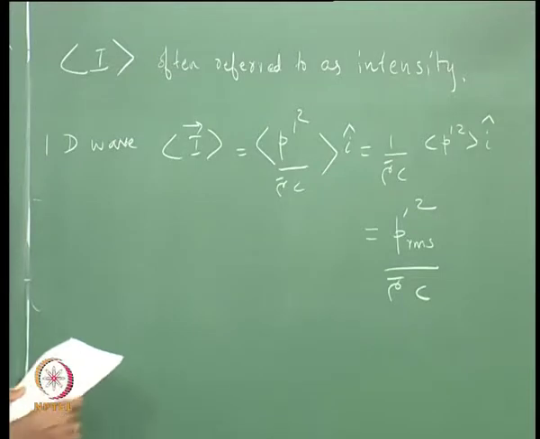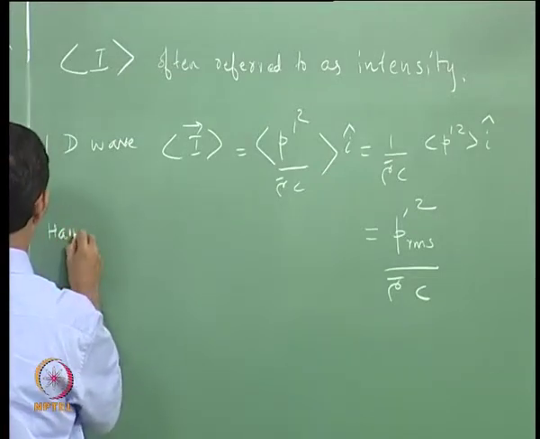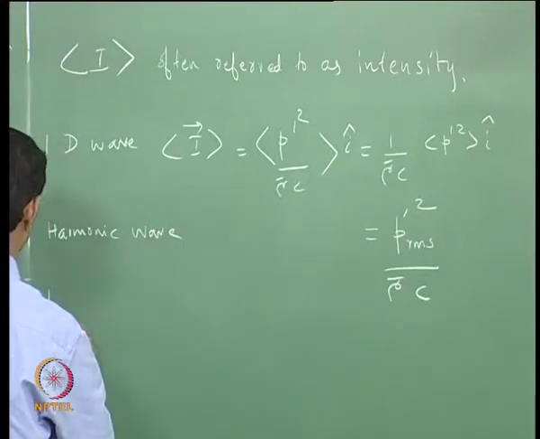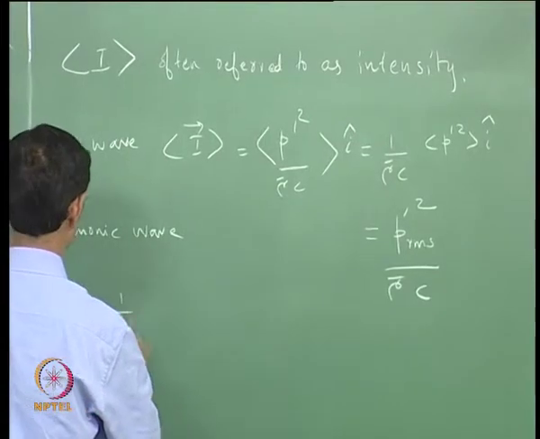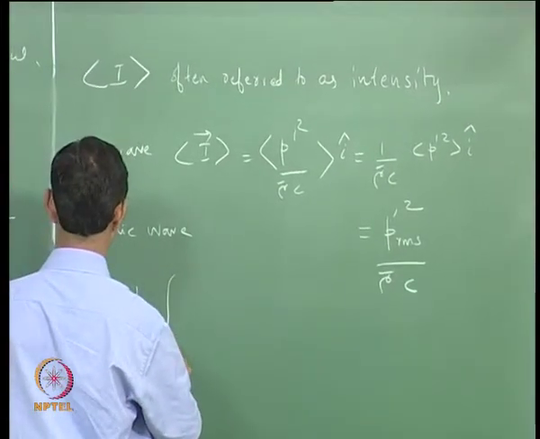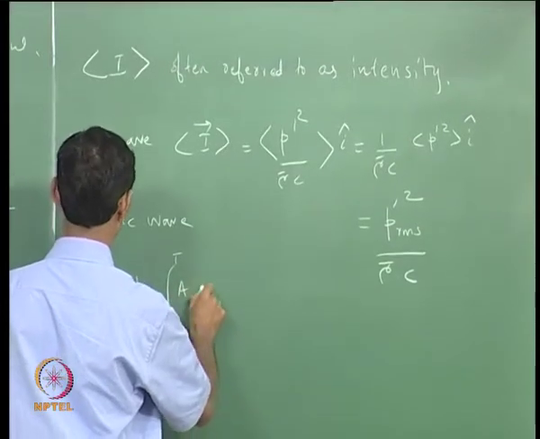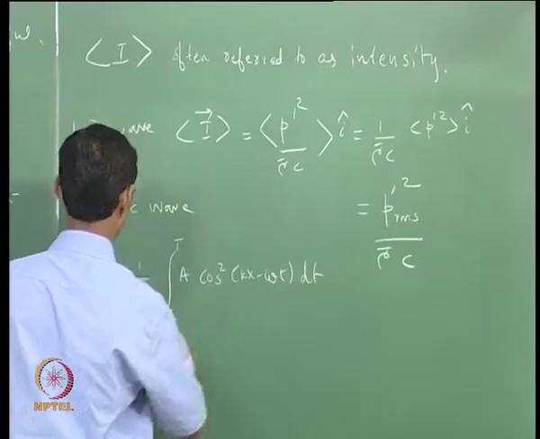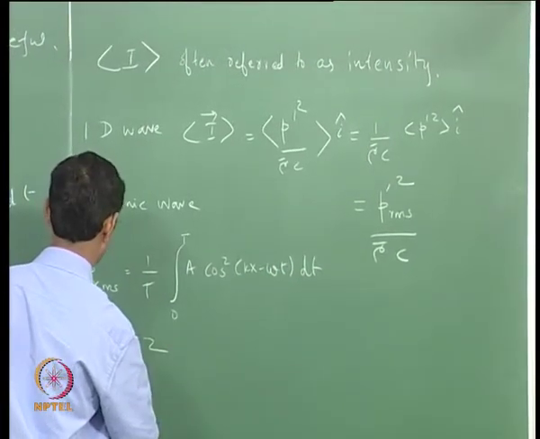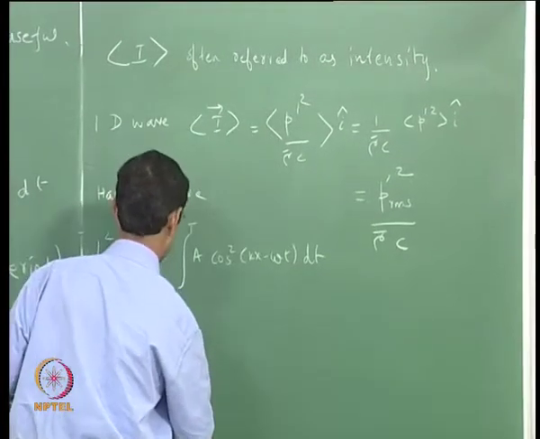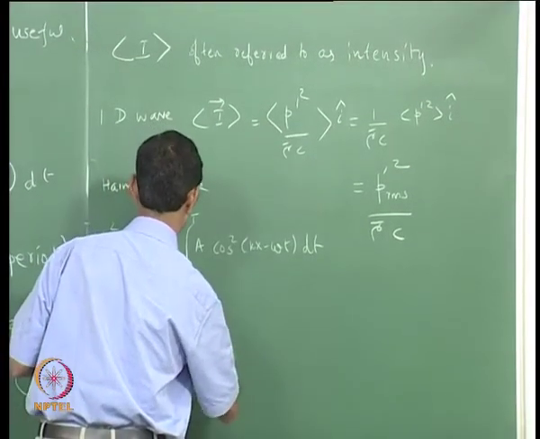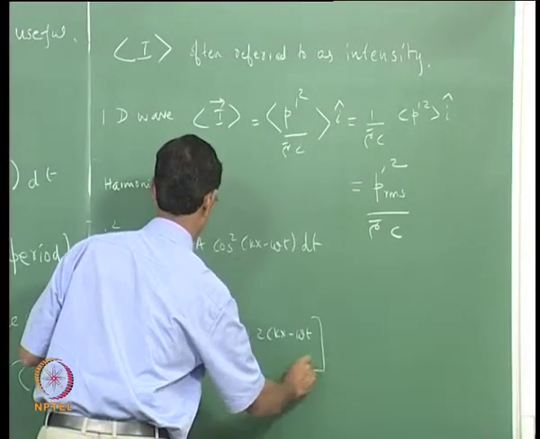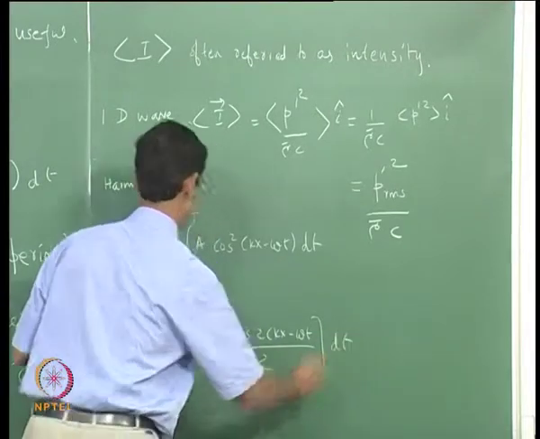Now, if you are talking about a harmonic wave, we can say P RMS squared equals 1 over T, integral from 0 to T of A squared cos squared(kx minus omega t) dt, which could be written as A squared over T times the integral from 0 to T of (1 minus cos 2(kx minus omega t)) divided by 2 dt.